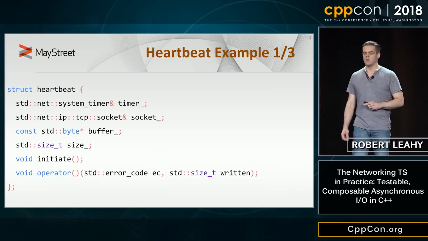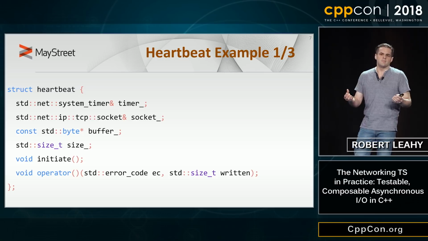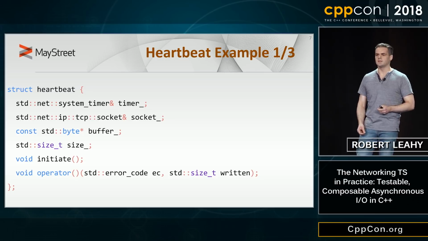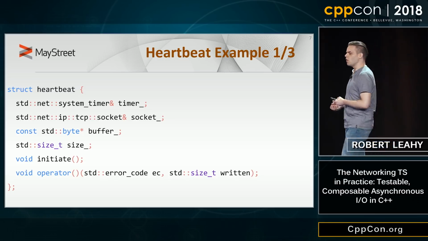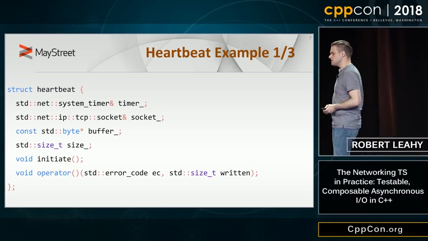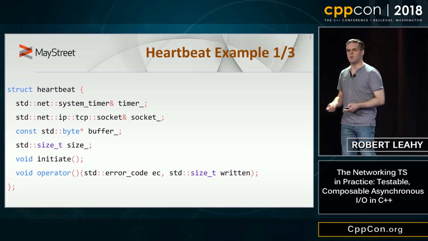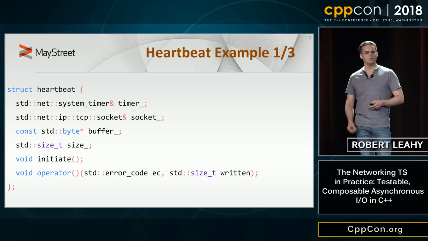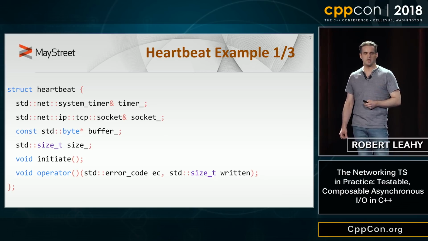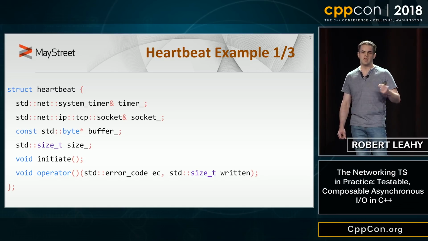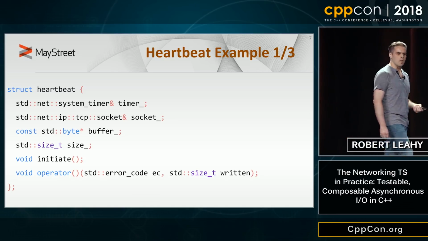Let's see if we can write some code. Let's try and implement your typical TCP heartbeat. A loop that goes on as long as the connection is active and sends some data and waits and sends some data and waits over and over and over again. We imagine there's going to be some asynchronous operations in there somewhere, and I mentioned that asynchronous operations complete via a completion handler, a callable object.